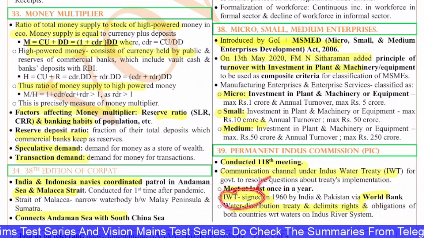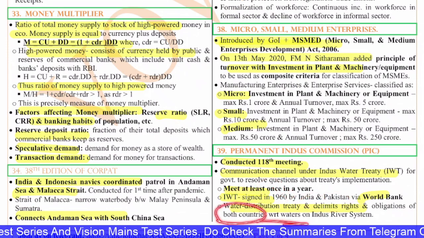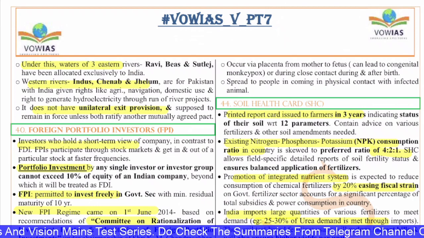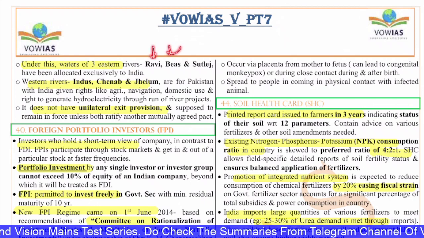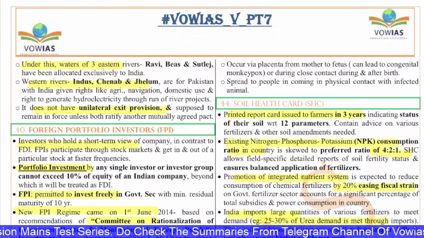The water distribution treaty delimits rights and obligations of both the countries with respect to waters of the Indus River system. And under this Indus Water Treaty, the three rivers Ravi, Beas, Satluj belong to India, and Indus, Jhelum, Chenab belong to Pakistan.